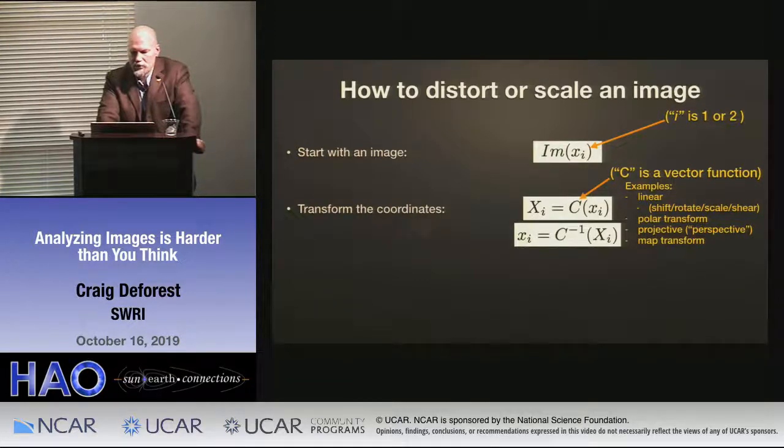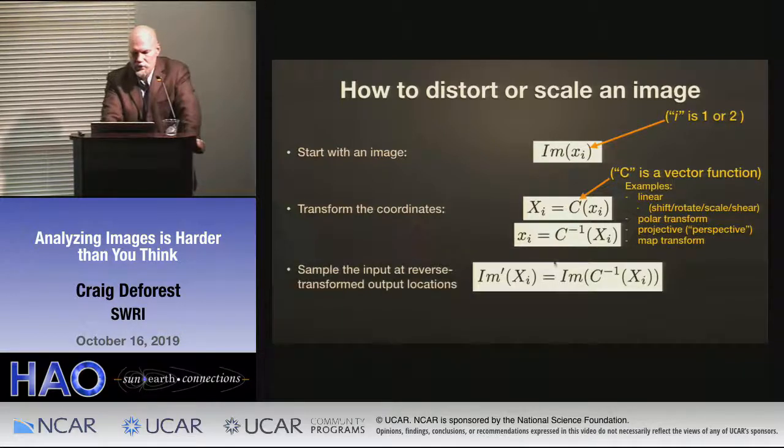All right, so the way you do this is you find the inverse transform that takes your output coordinate back to the input coordinate, and then you just apply it. You say my new image at a particular output pixel is just the original image at the inverse transform of that coordinate pixel. Easy as pie, right?